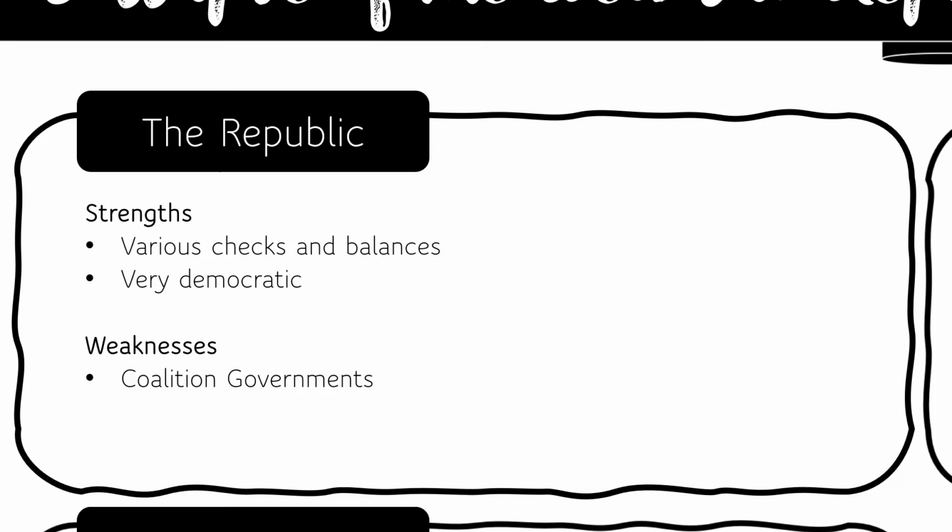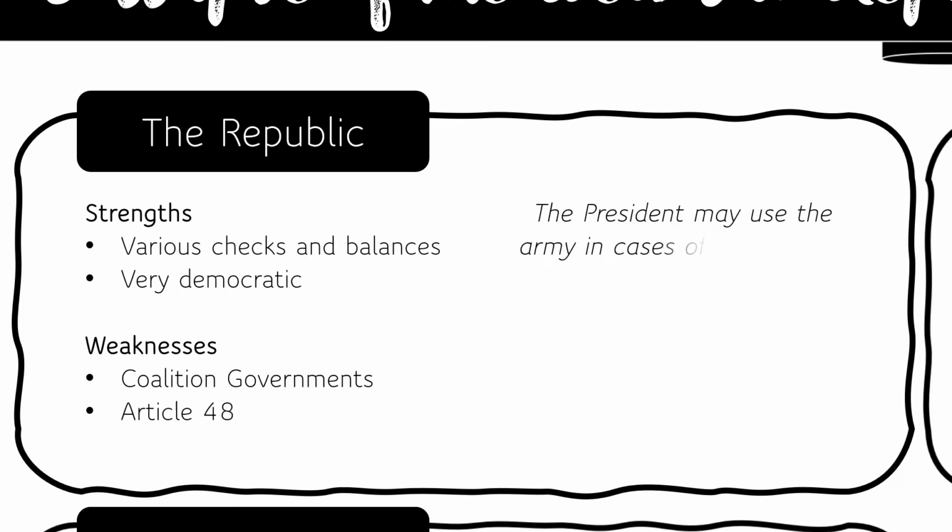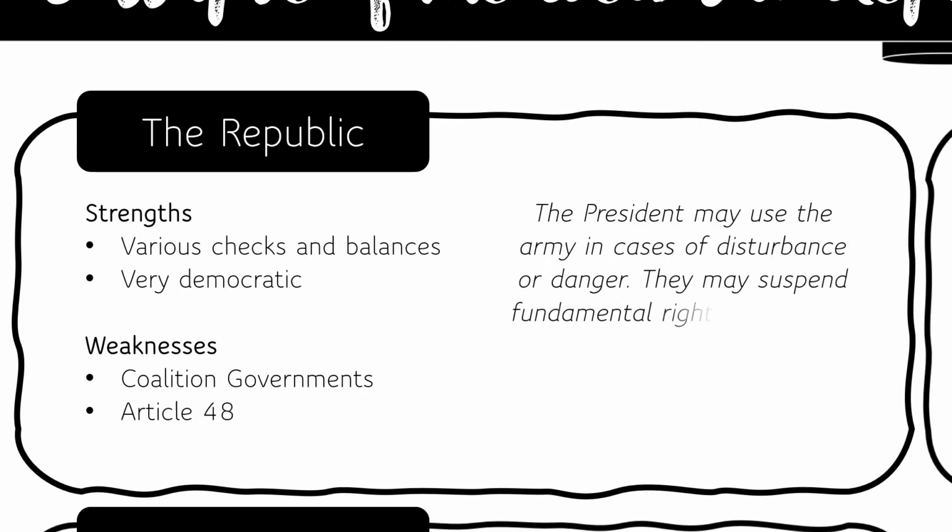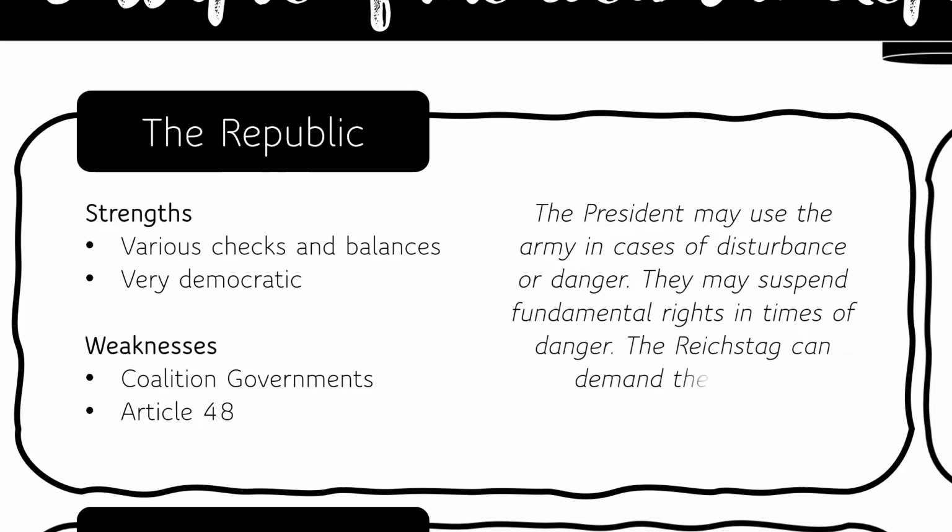Increasingly, this led to a situation where Germany was governed by the President via Article 48. Article 48 states that the president may use the army in cases of disturbance or danger. They may suspend fundamental rights in times of danger. The Reichstag can demand them back. This effectively gave the president dictatorial powers in times of crisis.